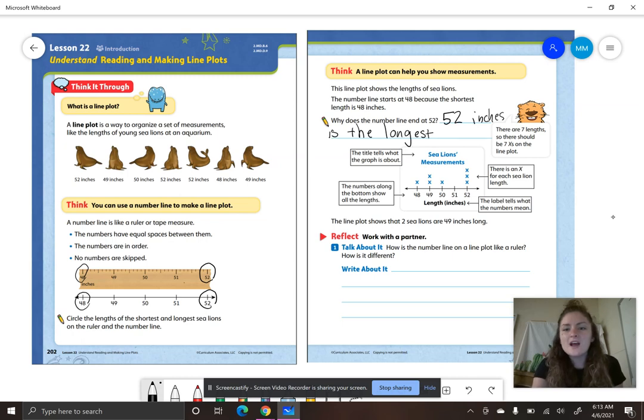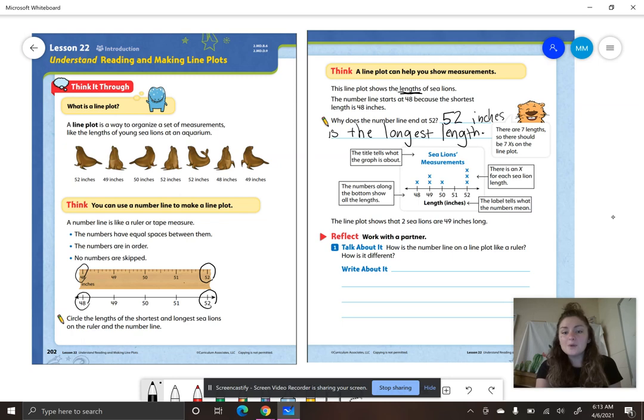And remember, if I'm having a hard time spelling the word length, I can look back at my sentences to see if I can find that spelling. 52 is the longest length. All right, so now we have our line plot. Look at the line plot, Smarties. It does look similar to a ruler or a number line. We are measuring the length, and the title tells us what our graph is about. So our graph is all about the sea lion's measurements.